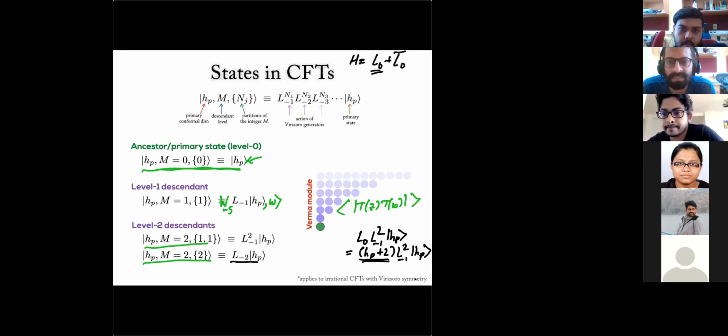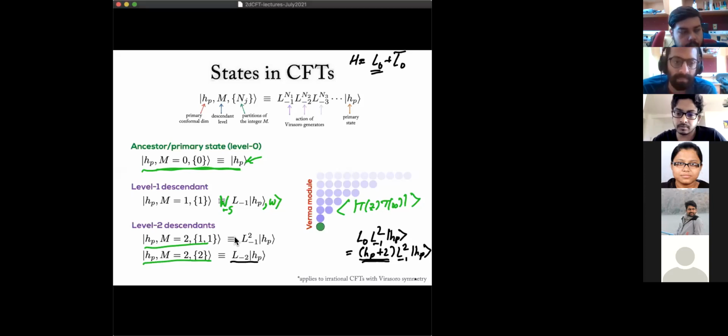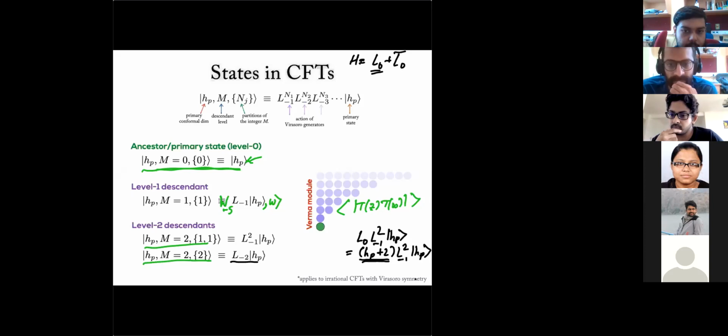Yeah, I see. So basically this is saying that the spectrum, the Hamiltonian, cannot distinguish between these states. Yeah, the Hamiltonian cannot distinguish because these have the same energy. Right, whereas if you look at some other probes, this will give a different answer.